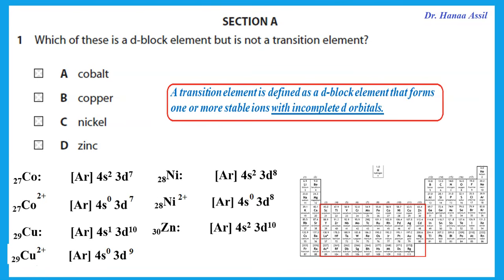But what about zinc? Zinc is 30. It has 4s2 3d10. Now, when it forms the stable +2 ion, that means we remove the electrons in the 4s. Well, the 3d is still complete, so we do not regard the zinc as a transition element.